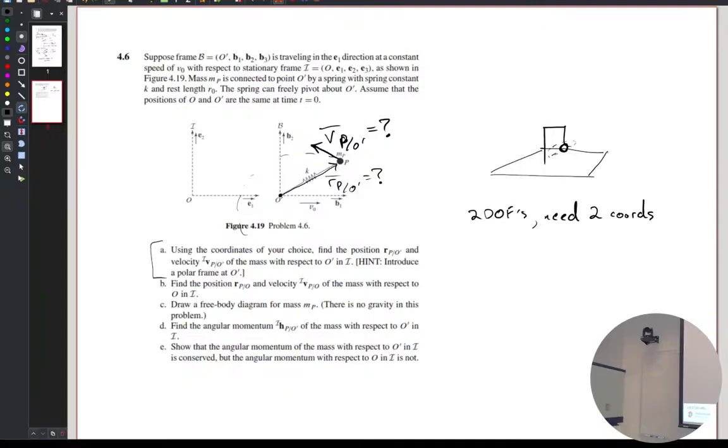I don't even know what the question's asking. It's okay, we can just say there is an R. We don't need to know what it is because we know it's going to be changing. If I say my position is going to be R in a certain direction, that would be it.